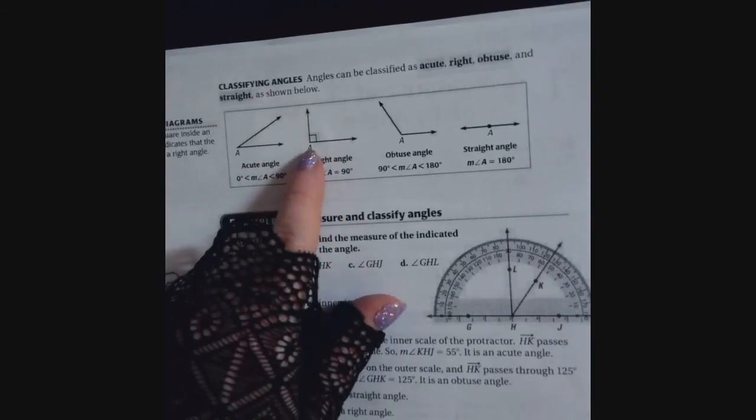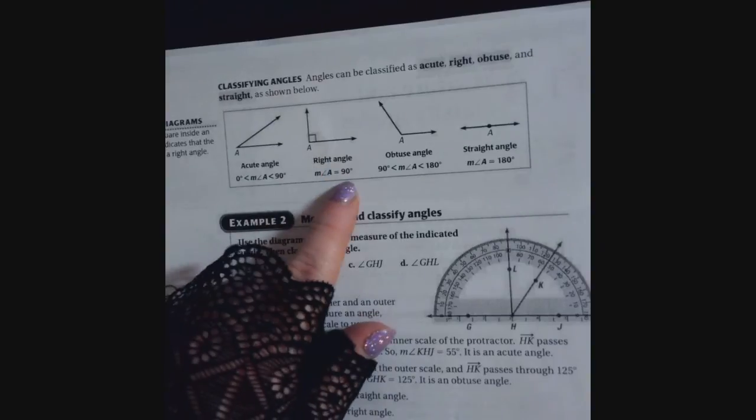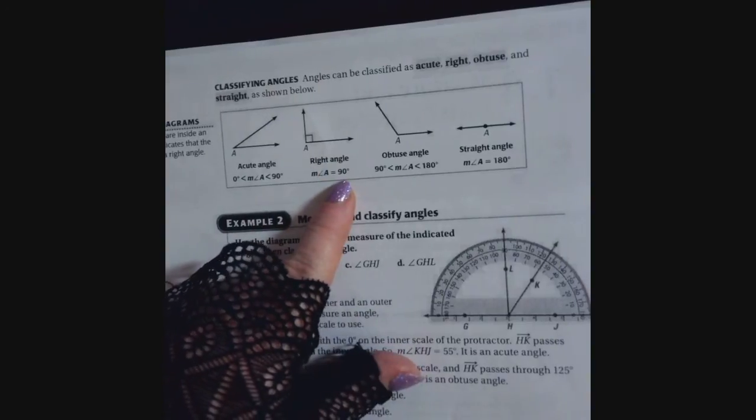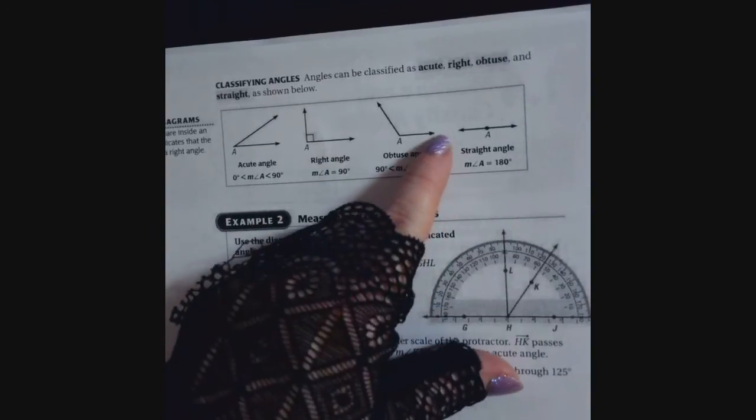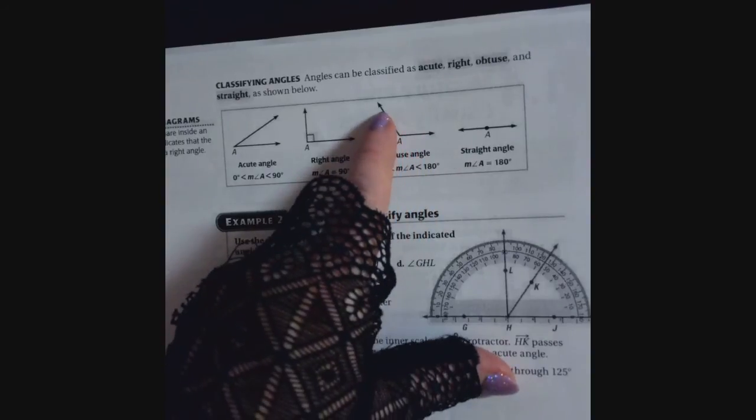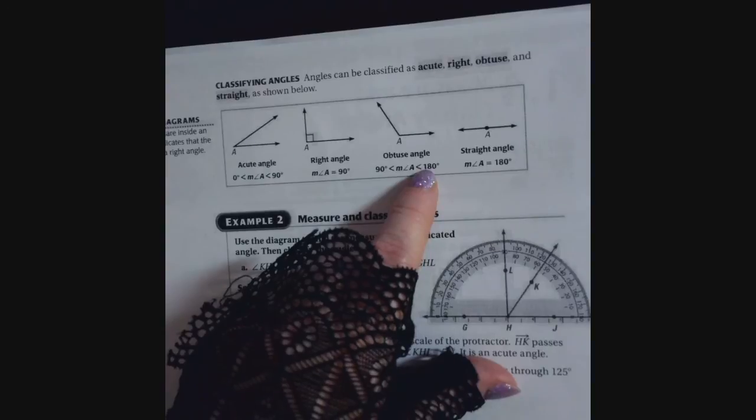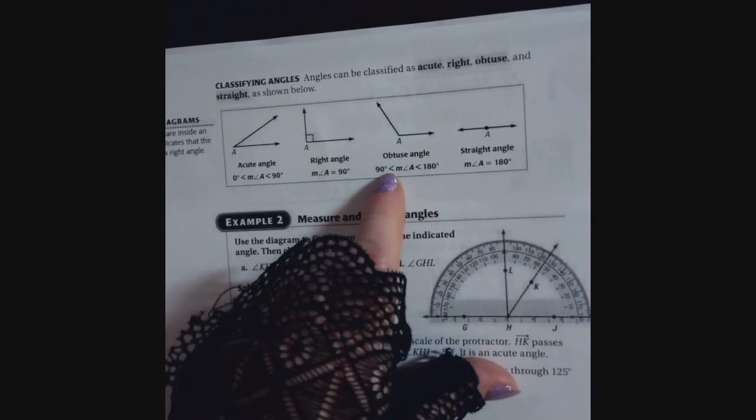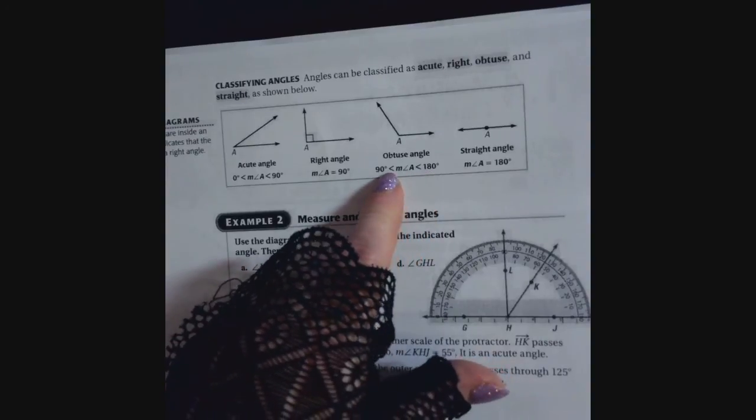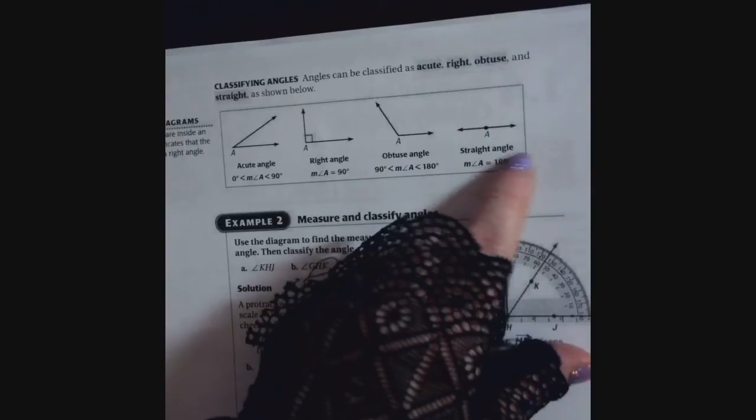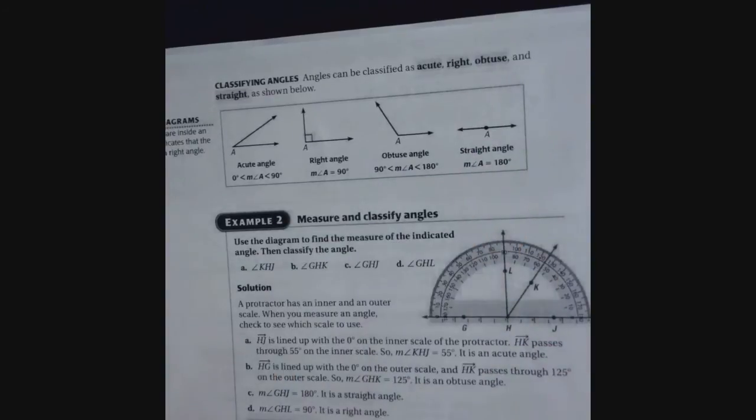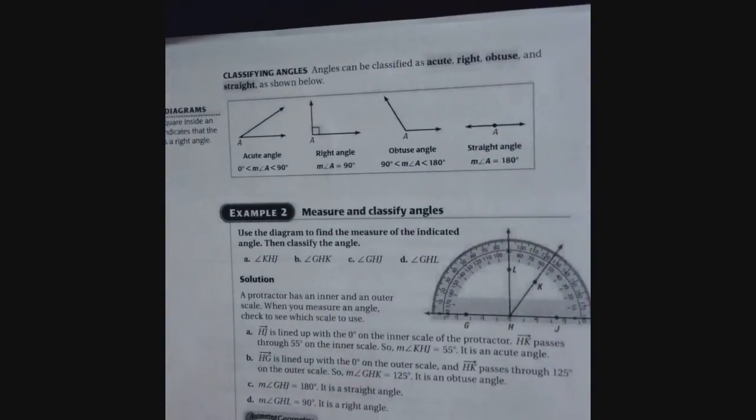A right angle, well, obviously it has that square. It's exactly 90 degrees. So an obtuse angle, you can see it's greater than 90. So this is an angle that's greater than 90 and less than 180. So it can be anywhere from 90.5 to 179.9. Then a straight angle is just a straight line that is exactly 180 degrees. So all of this should be coming back to you.